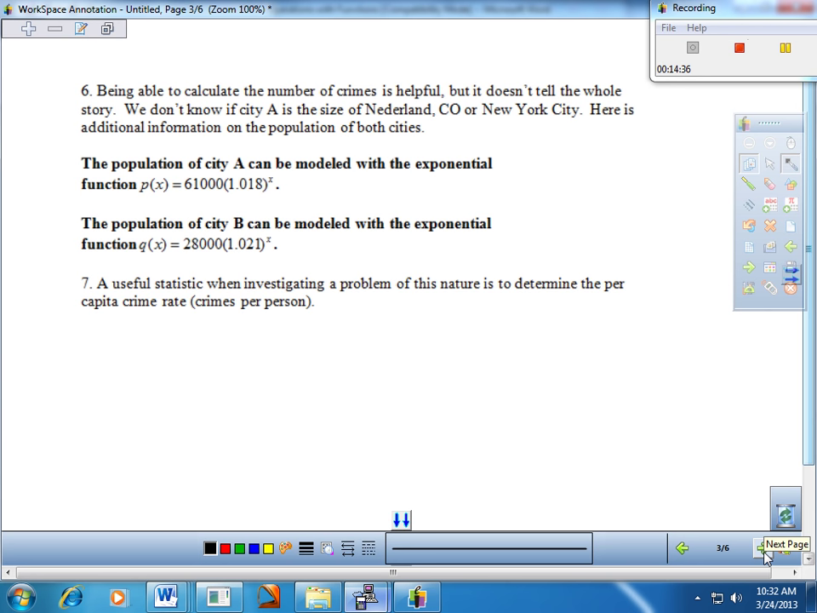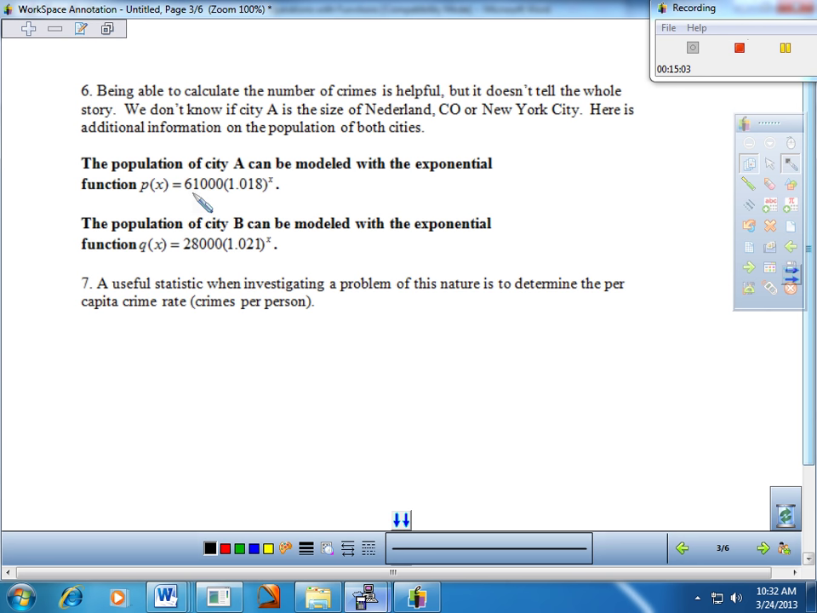We don't know if City A is the size of Nederland, Colorado, or if it's the size of New York City. So here is additional information on the population of both cities. Here are what we would call exponential models. Population of city A right here, population of city B right here. And by the way, you can see just from the numbers here, city A does have more people in it.